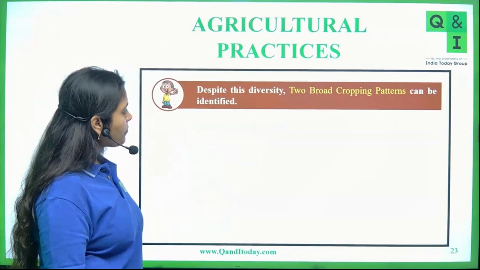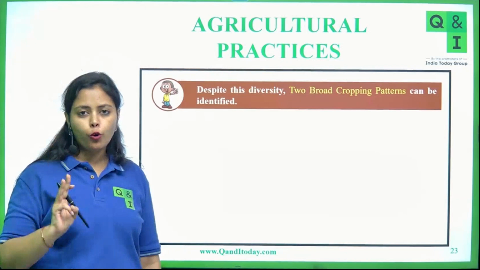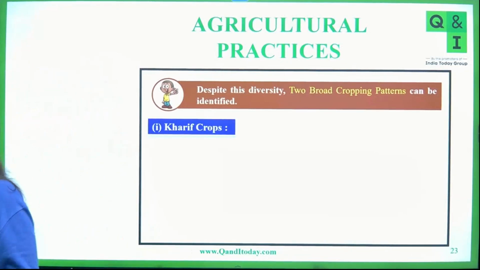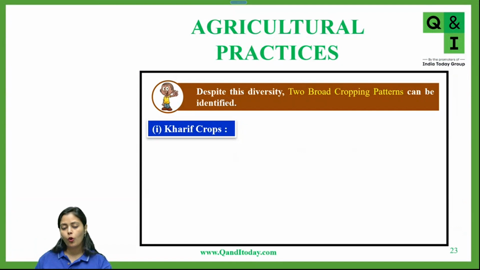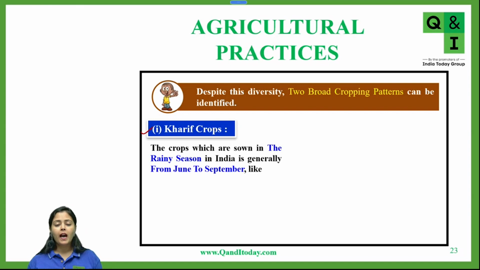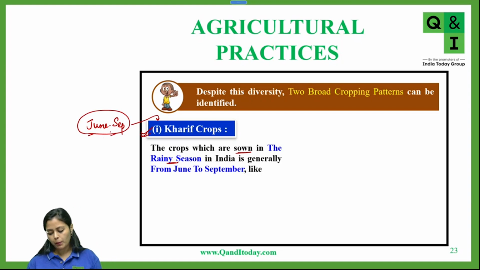Now, based on this, there are two types of broad cropping patterns which can be seen. So now we are going to define the types of crops which we can find based on the seasons. The first type of crops are called Kharif crops. Kharif crops are generally sown in rainy season. That means they are grown from the months of June to September.